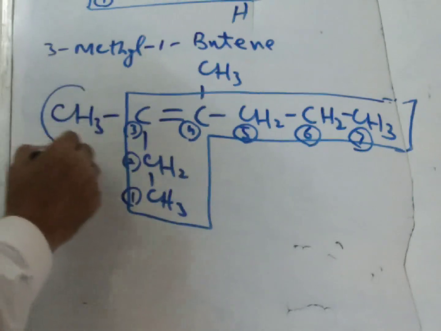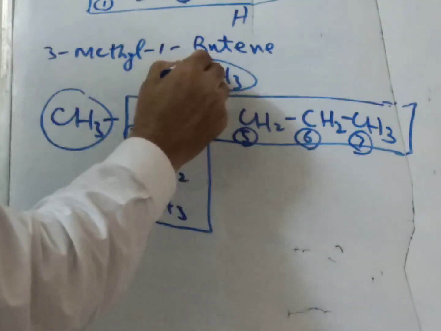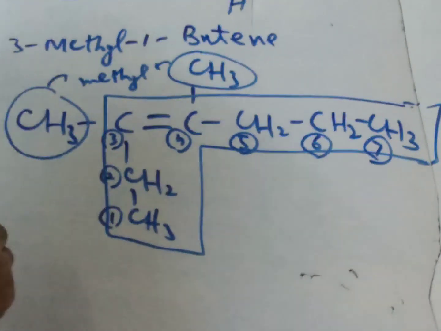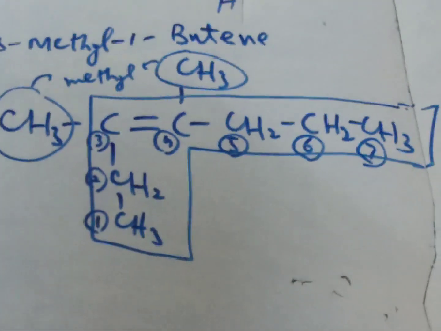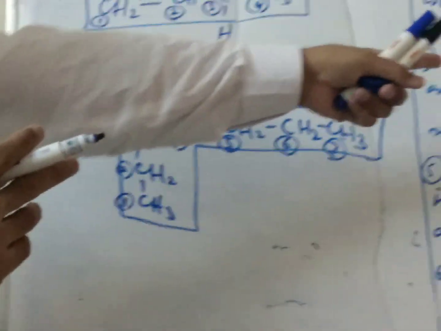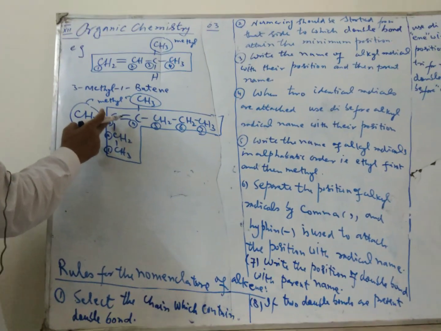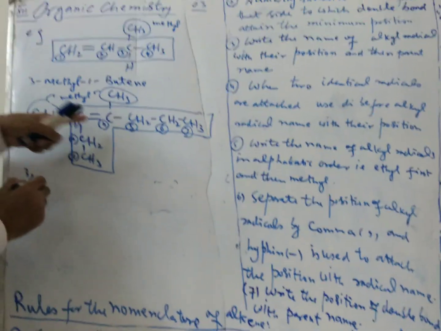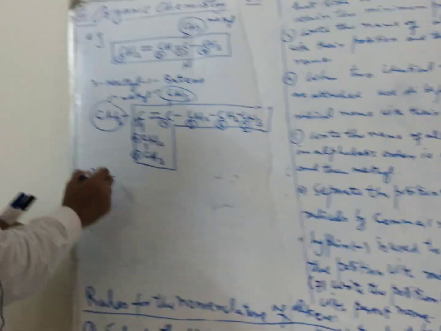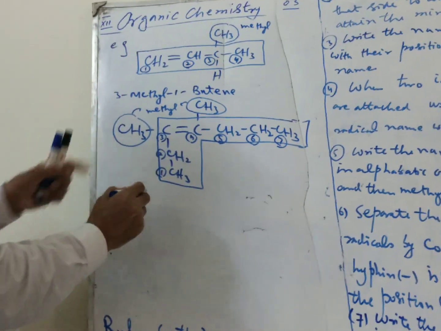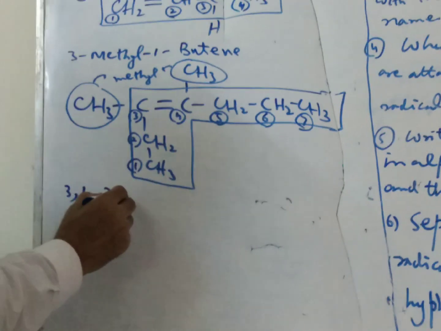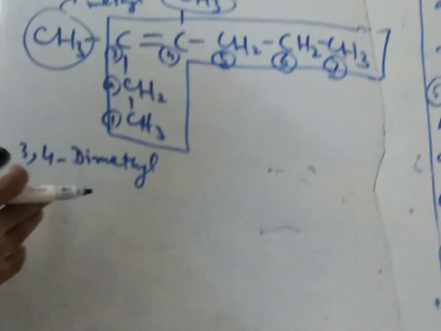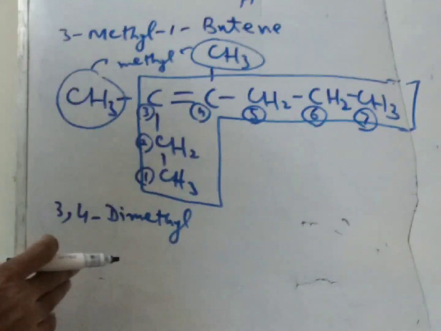Now what is this? This is the methyl. Again it is the methyl. So these are the 2 methyl groups. First of all, according to the rules, write the name of the alkyl radical. It is at the 3 position, first one, comma, this is the 4th position. So we have the 2 methyl groups. So 3, 4-dimethyl, that is the position of the methyl radicals.